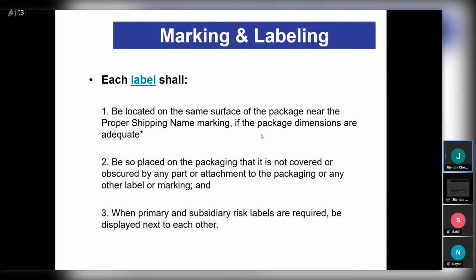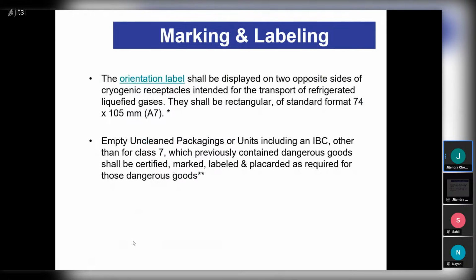Then there should be labels of primary risk. There is a primary class and secondary class. Primary risk and subsidiary risk of many cargoes, and the format is 74 by 105 rectangles, and it should be displayed on both the opposite sides. Empty uncleaned packaging or unit includes IBC for class 7 and other dangerous goods.